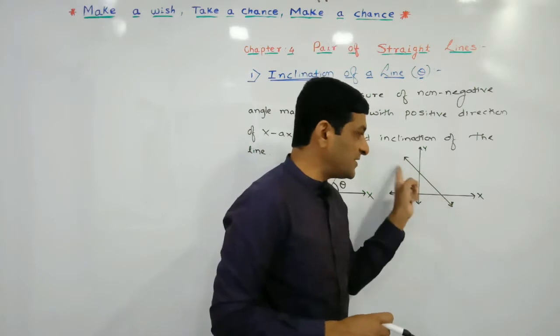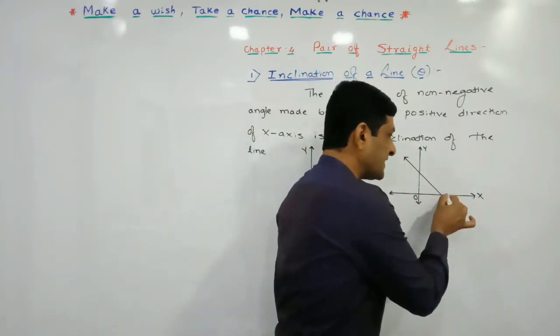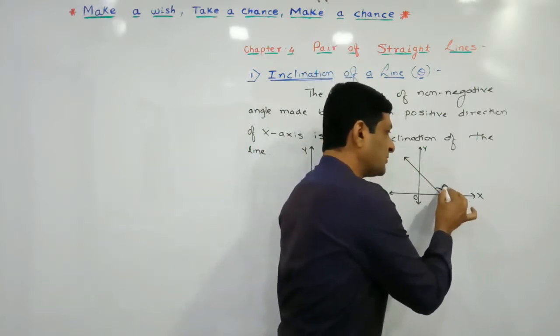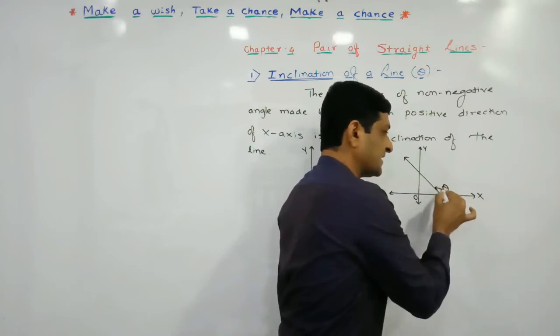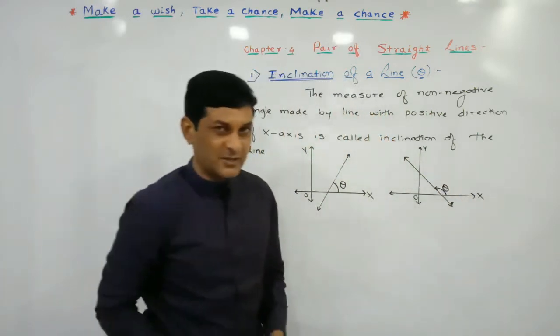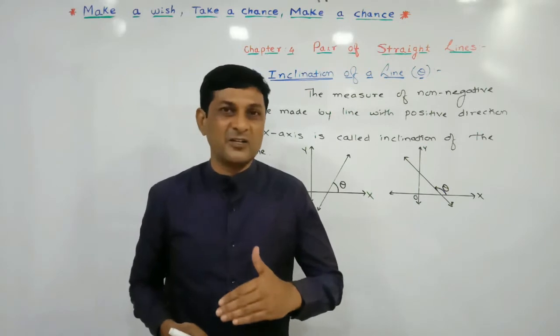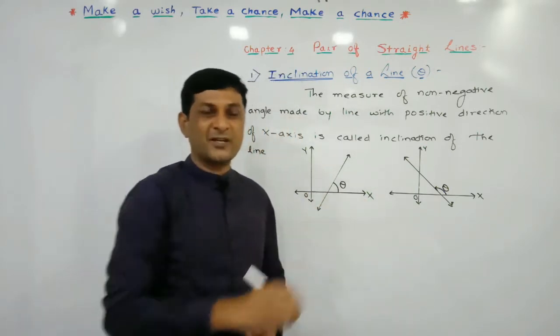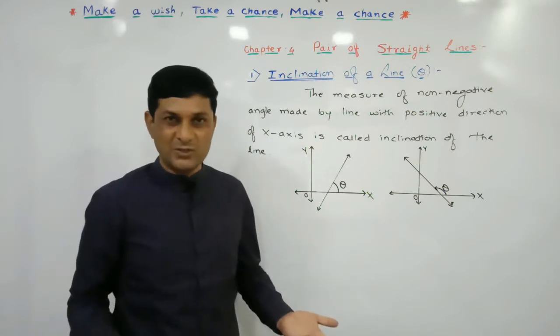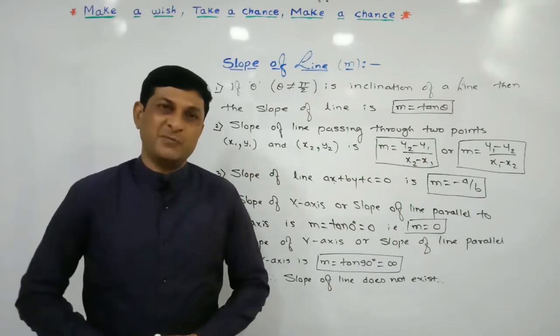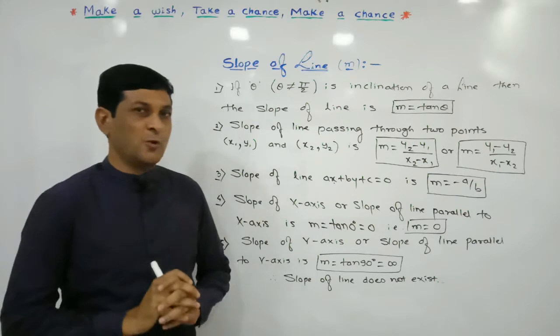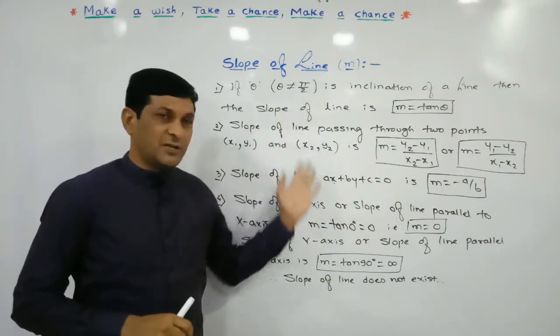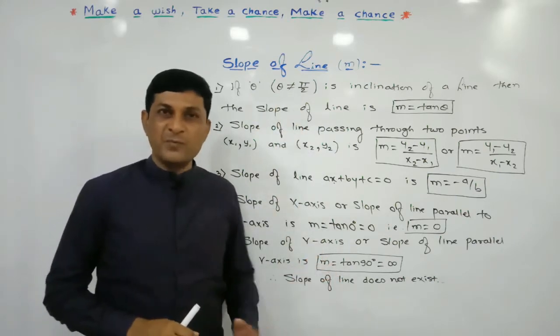So let us suppose that this is the line which makes angle theta with the positive direction of x-axis in anti-clockwise direction, so that we can say that the angle is non-negative. And such an angle made by the line with the positive direction of x-axis is called the inclination of a line. Now we are discussing some important results related to slope of a line. In total, here we have written 5 important results.